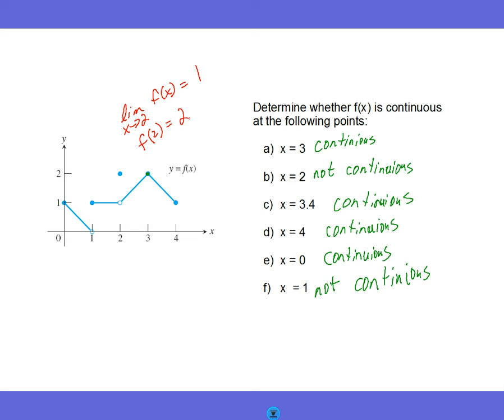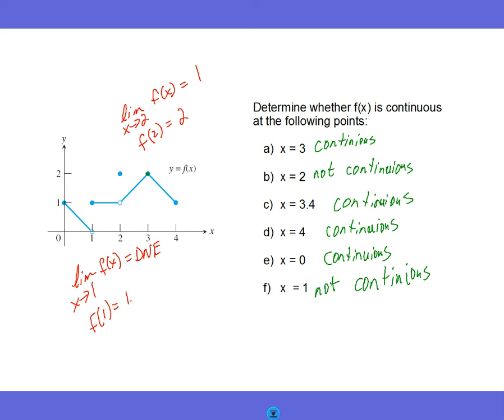Let's go ahead and take a look at 1. What's my limit as x approaches 1 for my function? If you remember everything about your limits, you should see that that one does not exist because there's a break in the graph. And what's the f value? F of 1 is equal to 1.